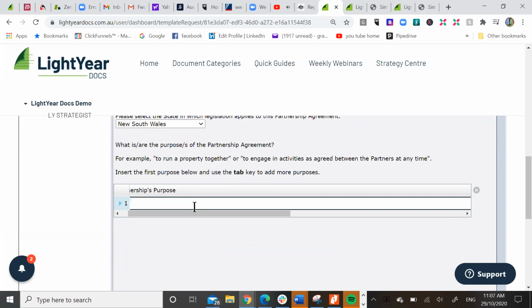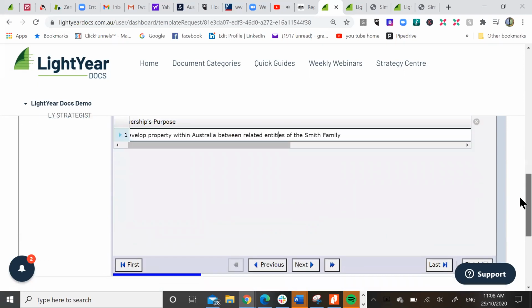So to develop property within Australia between related entities of the Smith family. So again, it doesn't hurt to actually say what you're doing right up front. Now you can put in there marketing, doing this, doing that. All the key components as to what the operations of that property development are is important. So I'd put those in there, but I'm not going to this time.